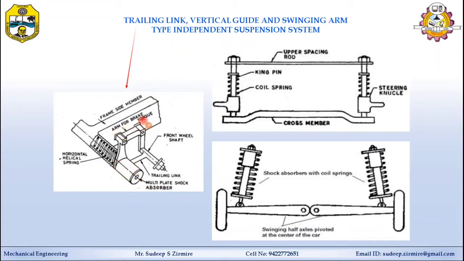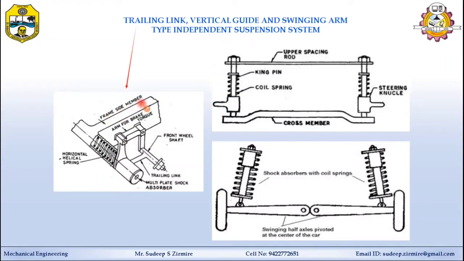A lateral arm for the brake torque is provided here, and this is connected to this spring. It goes to the front wheel shaft here, and this is called the trailing link. Over this stub axle the wheel is mounted, and this whole unit is fixed to the frame side member.